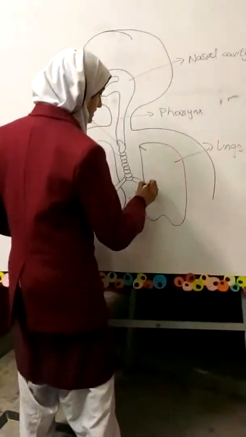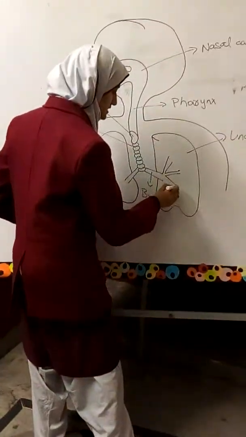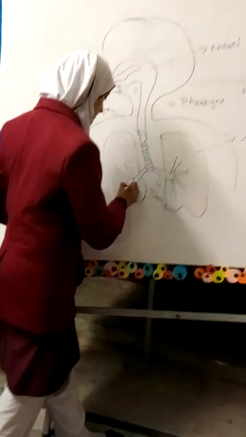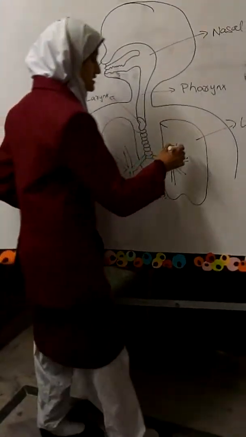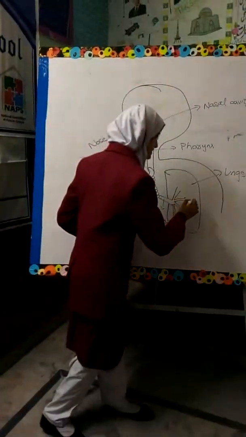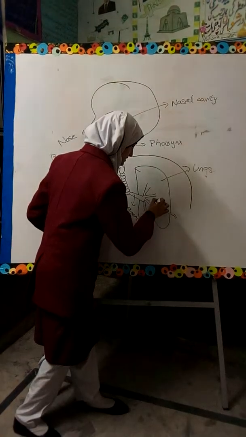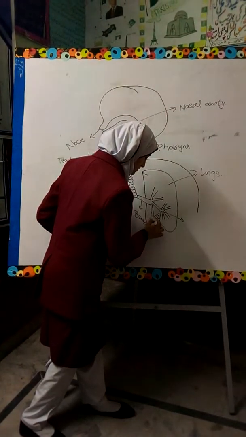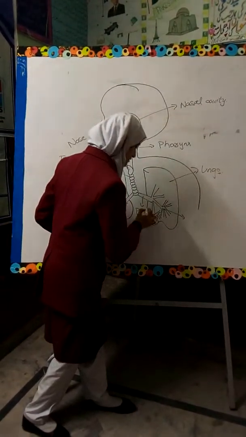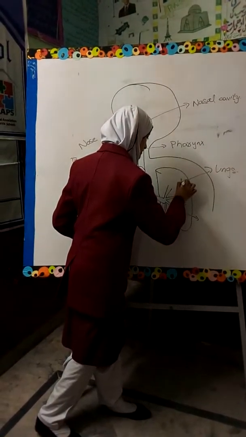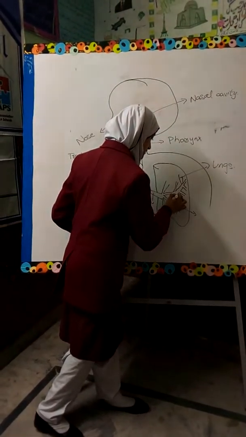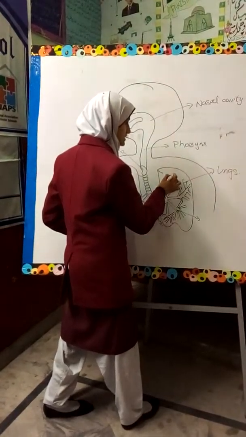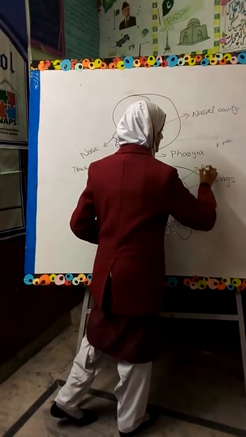These are our bronchi, and the bronchi are divided into different branches, different tiny tubes which are called bronchioles. These are all the branches, and at the end of the bronchioles there are many tiny sacs which are called alveoli.